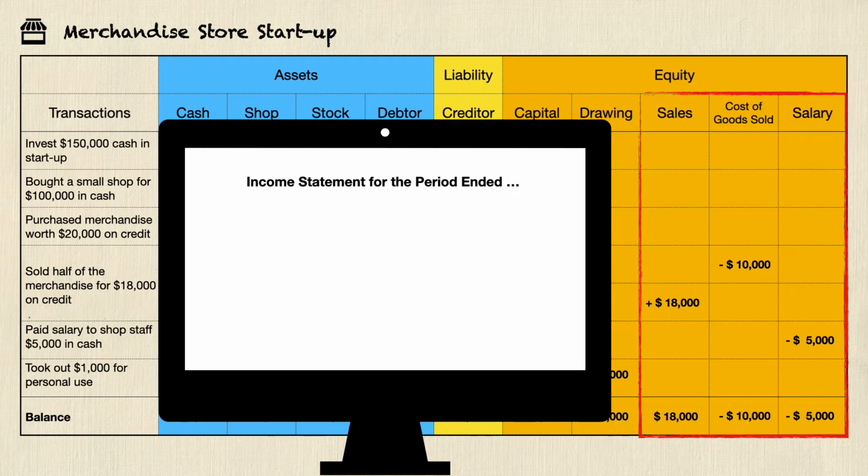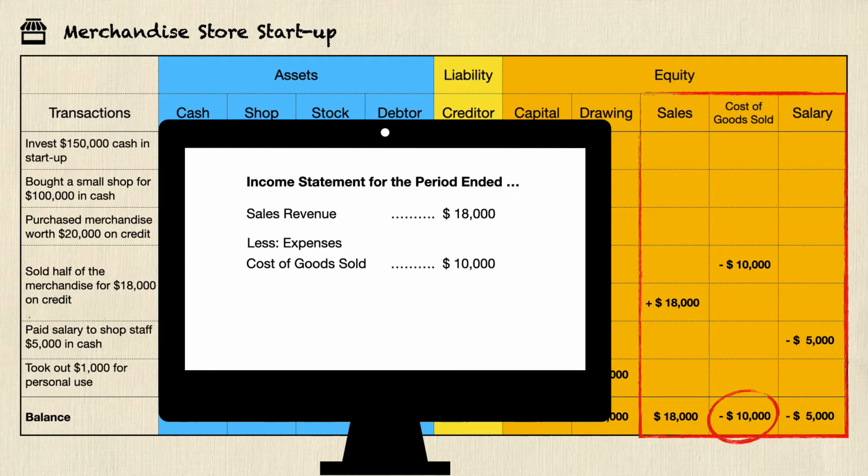The income statement starts off by reporting the total amount of revenue for the period, in this case, sales revenue of $18,000. It then lists down the relevant expenses incurred to generate this revenue. In this case, it's the cost of goods sold amounting to $10,000 and the salary expense of $5,000. Since the total revenue exceeds the total expenses, there is a net profit generated by the business during this period of $3,000.